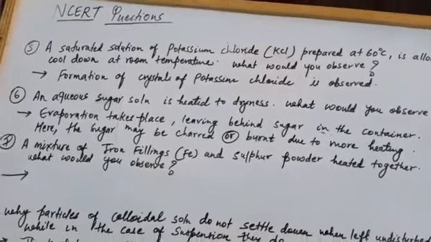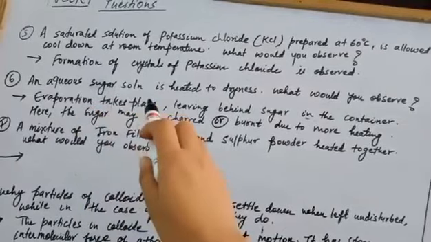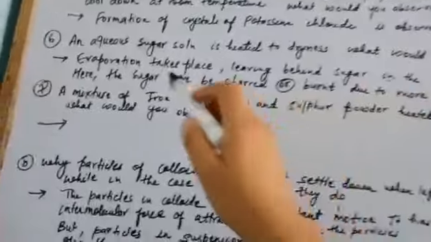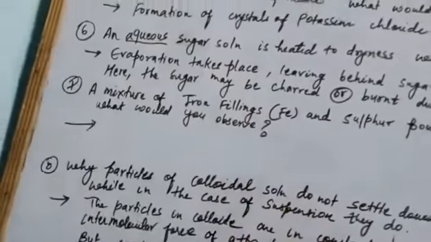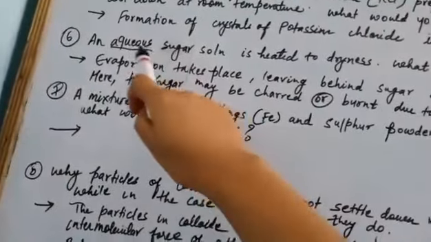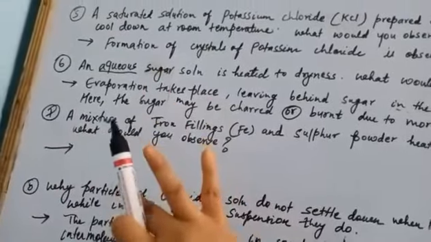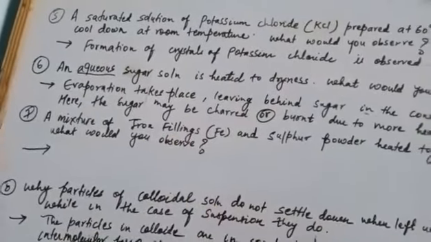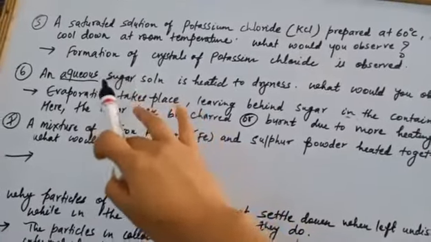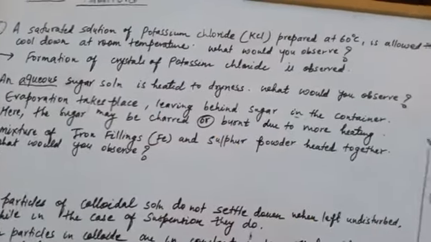Okay, very simple question. Second is, an aqueous sugar solution is heated to dryness. What would you observe? Now, what do you mean by aqueous? Aqueous means containing water. Means sugar solution is made by adding sugar into water. That means aqueous sugar solution, a sugar solution in water, is heated to dryness. Okay, what would you observe?